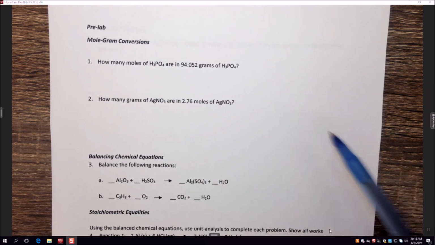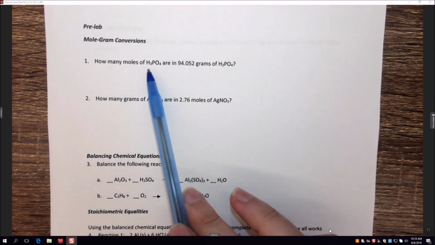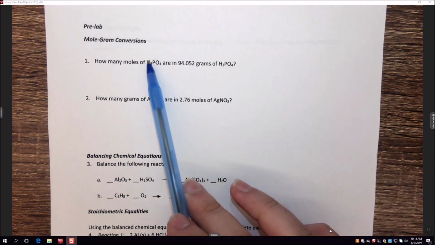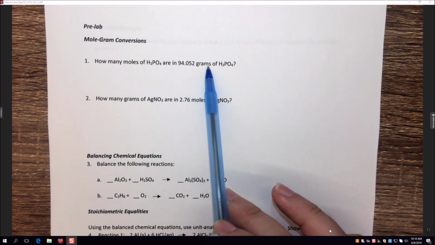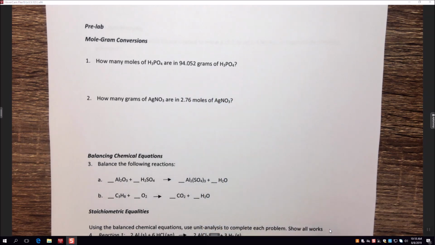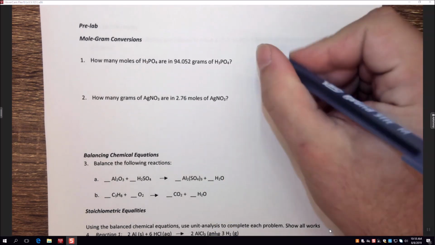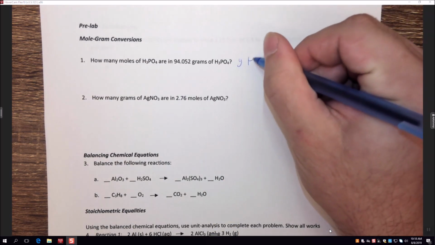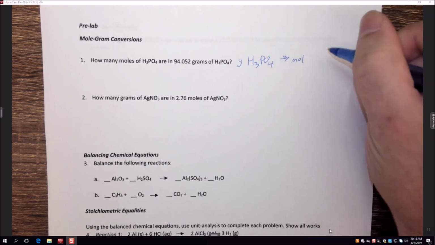So, the first thing we're going to do is some mole to gram conversions. Our first one is how many moles of H3PO4, which is phosphoric acid, are in 94.052 grams of H3PO4. Well, anytime we want to convert from grams to moles, which is what we want to do here, we're trying to go from grams of H3PO4 to moles of H3PO4.